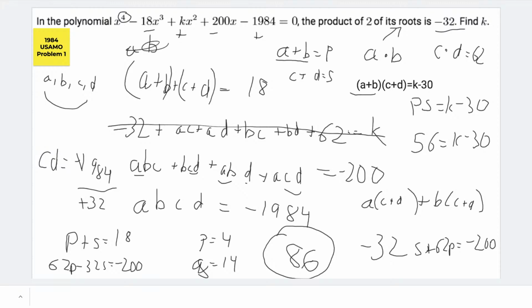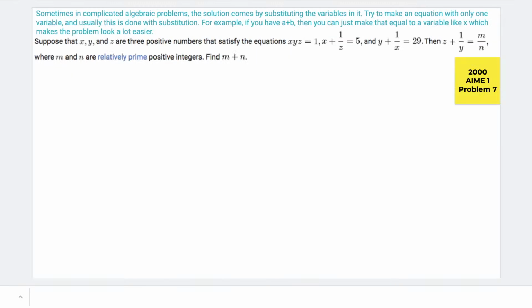I know this problem must have been hard to understand, but you always learn a concept better by doing a harder problem, because then you will know how to solve the easier ones if you can do the harder ones, which is why we chose to use a USAMO problem to show this. Sometimes in complicated algebraic problems, the solution comes by substituting variables. You try to make an equation with only one variable, and you can do this with substitution. For example, if you have A plus B, then you can just make that equal to a variable like X, which makes the problem look a lot more satisfying.